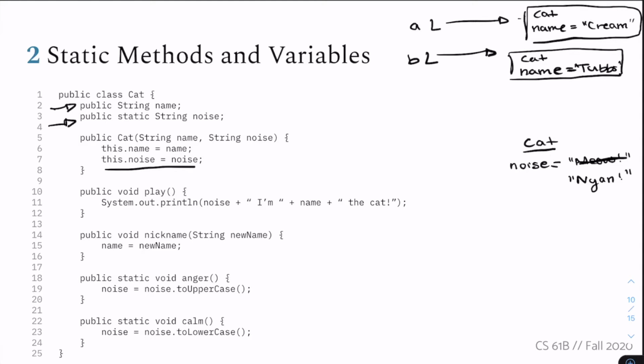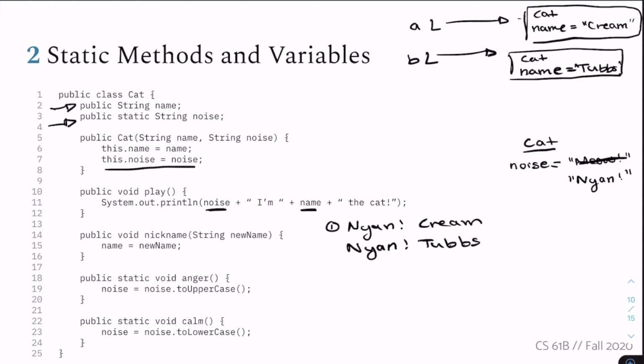So we've done the simple part, we've done the first construction. Now, what does A.play and B.play print the first time? Well, I won't write out everything, but it prints the noise and the name. So the first time it prints Nyan cream and Nyan Tubbs. Does this make sense to everyone? If not, please ask for help.